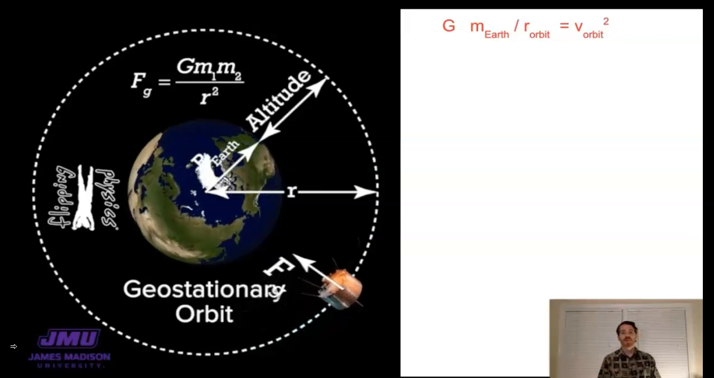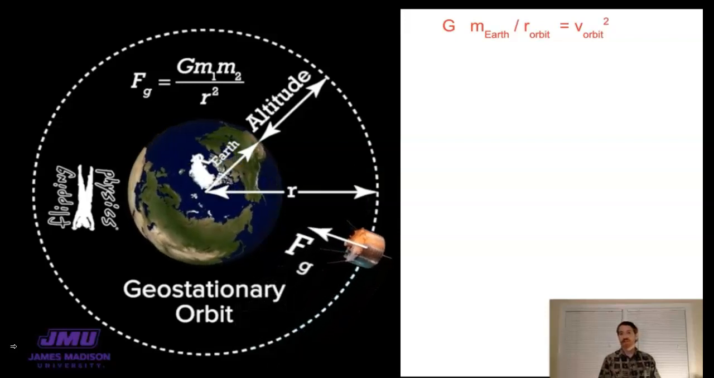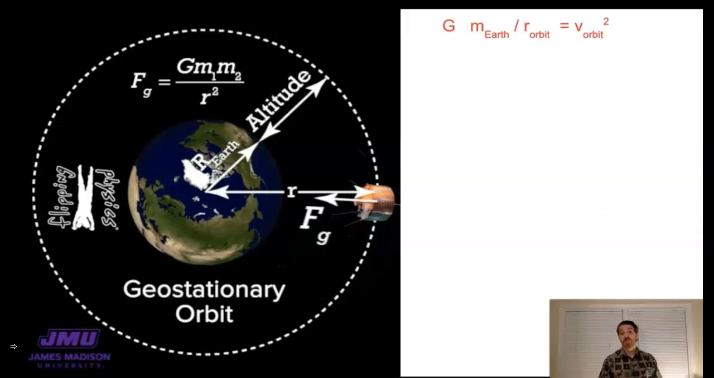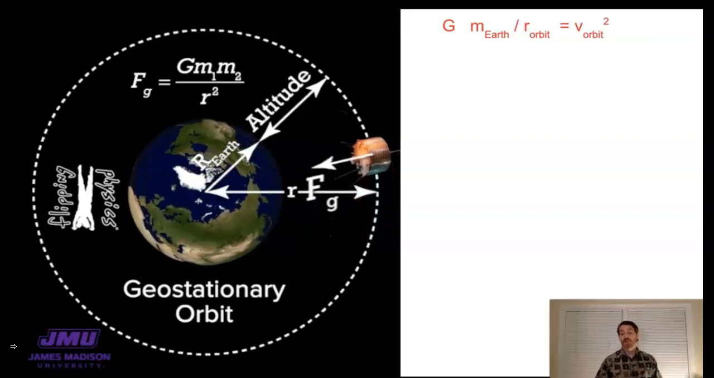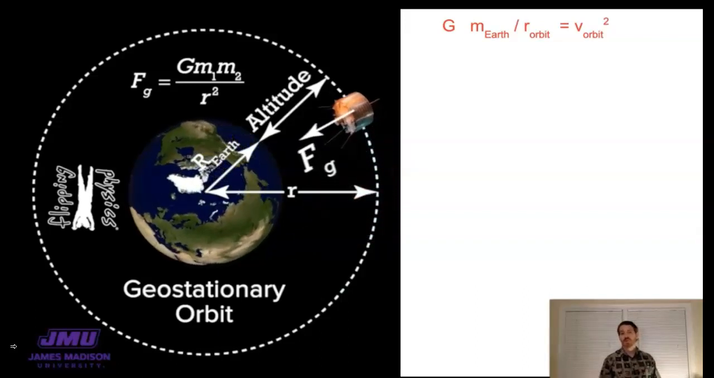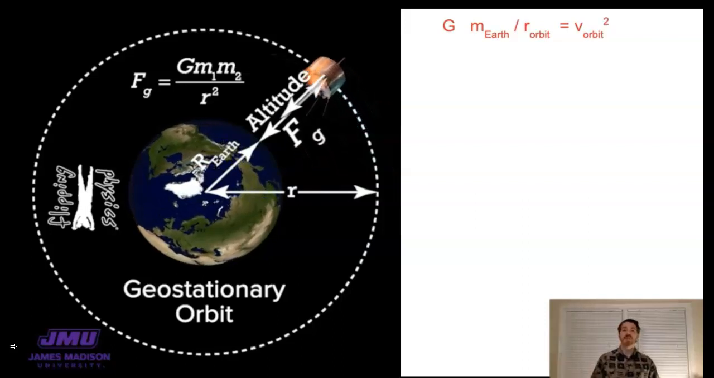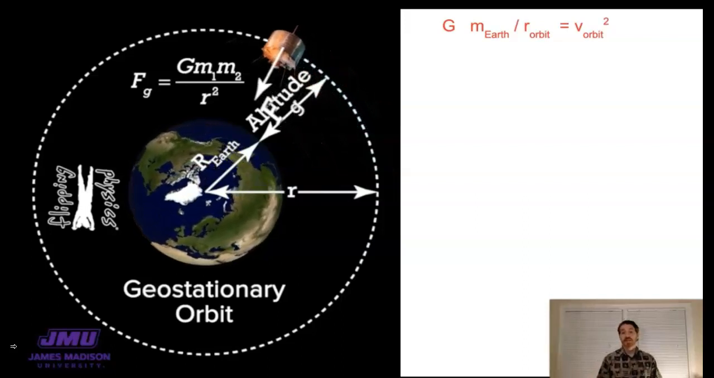So in this case, what are we looking for exactly? We're looking for the radius of the orbit. We're trying to find out the altitude. So we need to first find the radius of the orbit, and then we'll subtract away the radius of the Earth from the radius of the orbit, leaving us with the altitude.